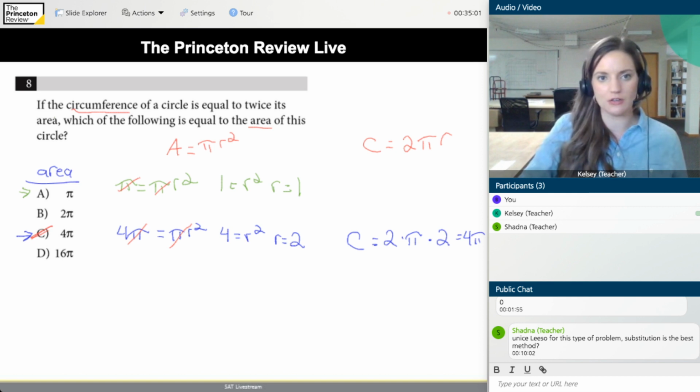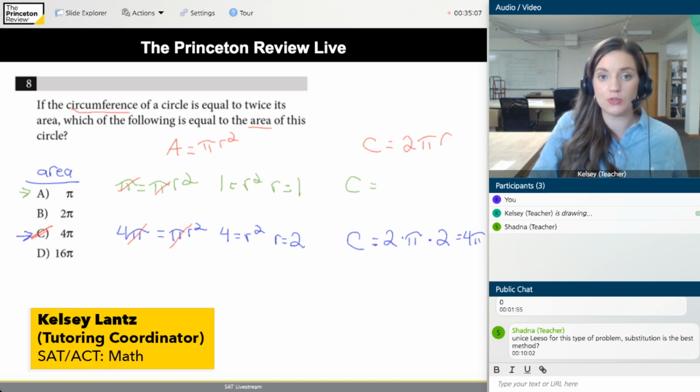Same steps here. So if the radius is 1, then we can calculate the circumference. The circumference is going to be equal to 2 times pi times the radius, which is just 1. So this equals 2 pi. So now we want to check and see if this matches up with the terms of the problem, which is the circumference of the circle equal to twice its area? Well, if the area is pi, and if the circumference is 2 pi, then that works. That's all we need to do.